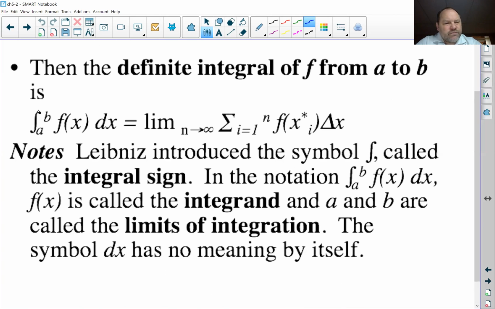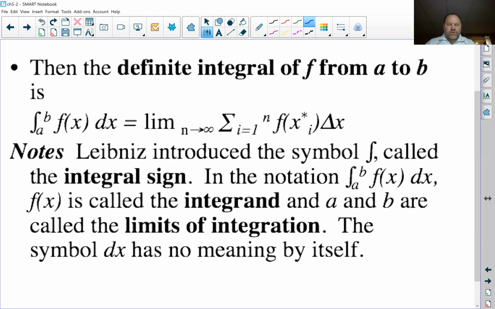This integral symbol was introduced by Leibniz, and it's just called the integral sign. The notation, the integral from a to b of f of x dx. f of x is called the integrand. The a and the b are called the limits of integration.